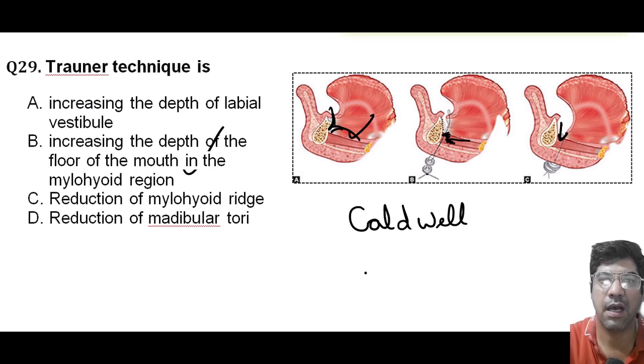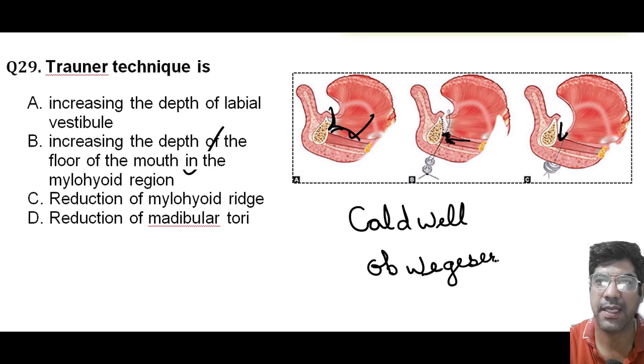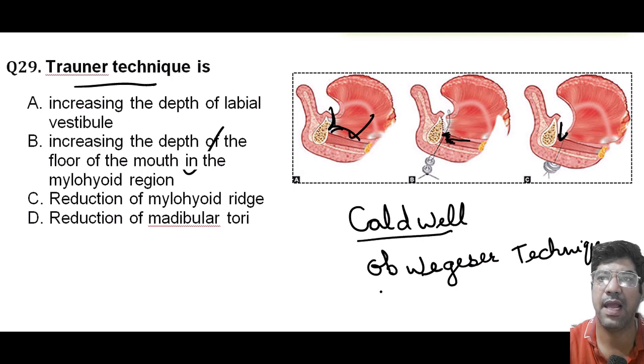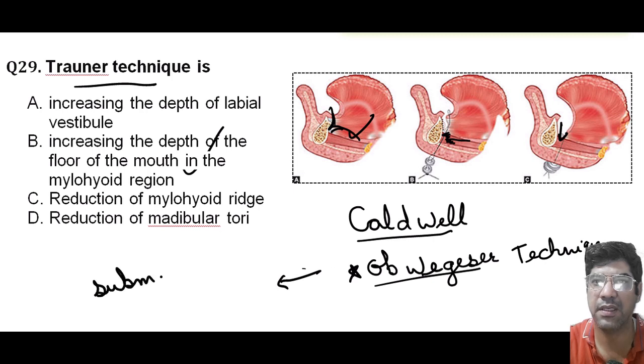The other technique is Obwegeser's technique. So remember, these are the three techniques: Trauner technique, Caldwell, and Obwegeser's. This technique differs from the Trauner and Caldwell in that it involves a submucosal vestibuloplasty.